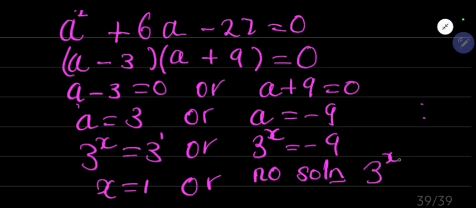Why? Because 3 exponent x will always be positive. How do I know that, guys? Remember that x can be anything, right? So you can replace x with anything. Whatever you replace x with, it will be positive. But according to this equation, it must give you minus 9. So this is impossible. Anything that you replace x with is going to be positive. I hope this makes sense, guys.